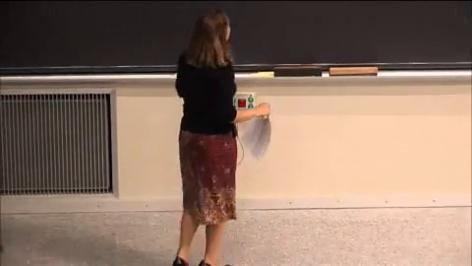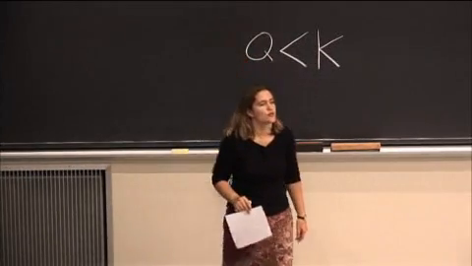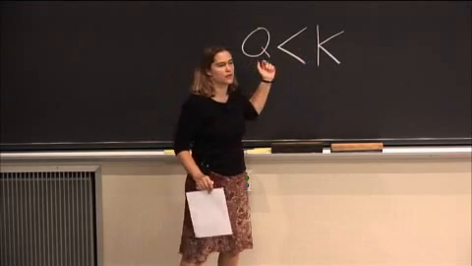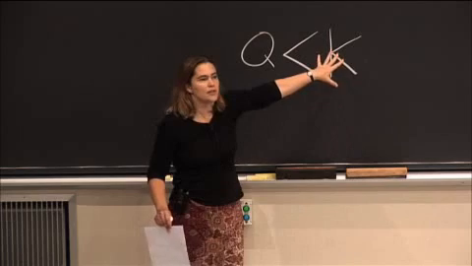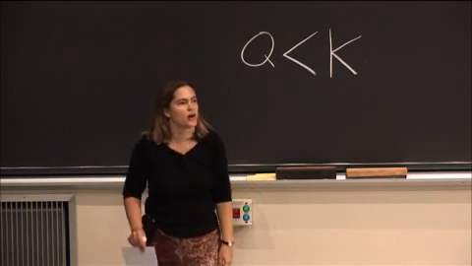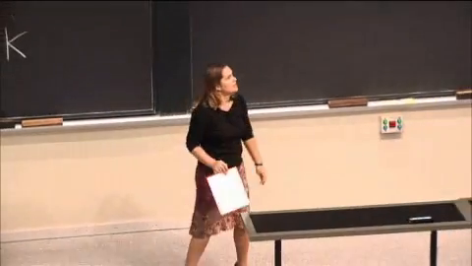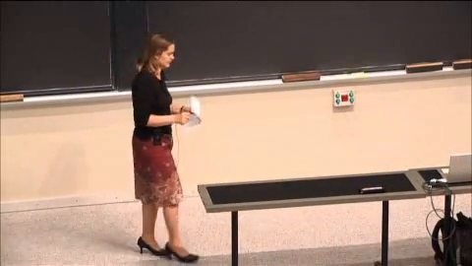So if Q is less than K, then there are more products at equilibrium, and so the reaction will shift toward products. So it's going to move in the direction to reach equilibrium. Since K is a bigger number than Q, and both of these terms are products over reactants, that would mean there's more products in equilibrium than there are now, and so the reaction is going to shift toward products. All right, so we're at 73%. Let's see if by the end of today we can get up to 90 on these kinds of questions.